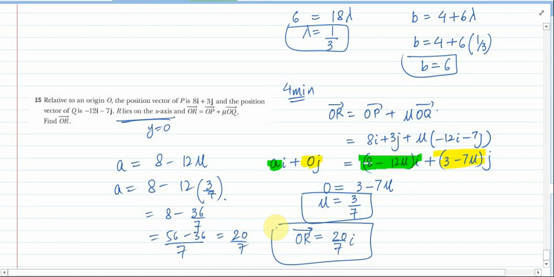I hope that you got the concept and how to solve this type of question. So I think that it is quite enough for today's class. Inshallah, in the next class we are going to continue with that same topic.